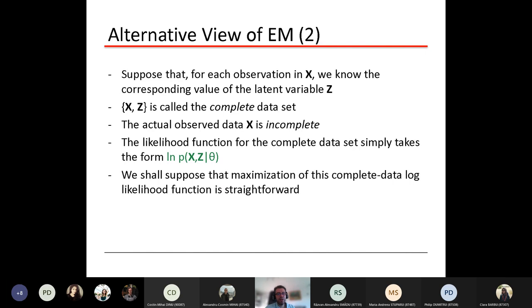So X is the full set. If we knew for each sample x_n the latent variable z_n, this would be called the complete data set. But actually, we don't know. We only know the incomplete data set.